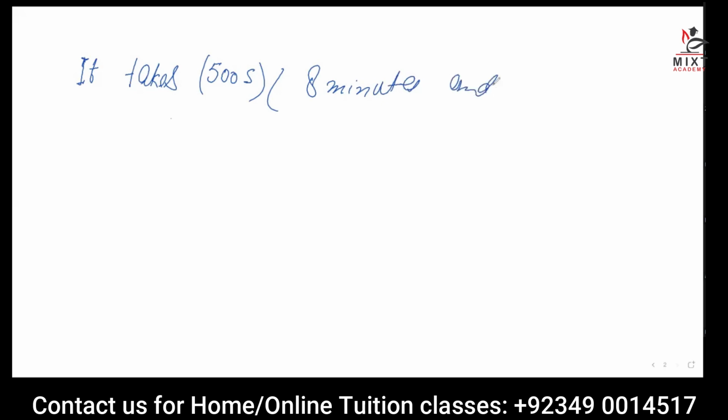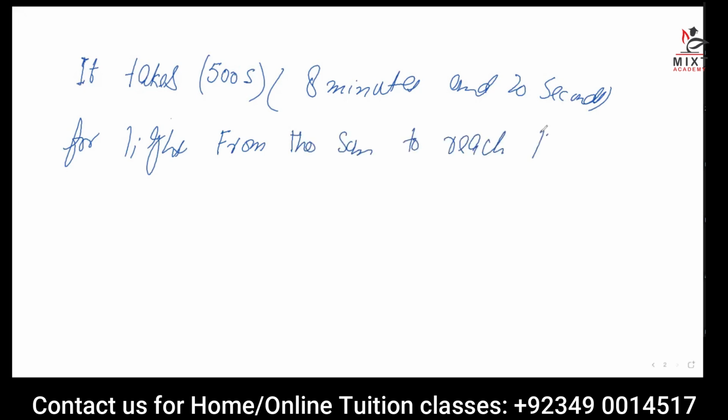Eight minutes and 20 seconds for light from the sun to reach Earth. Sir, it says it takes 500 seconds. Yes, that is equal to 8 minutes and 20 seconds.